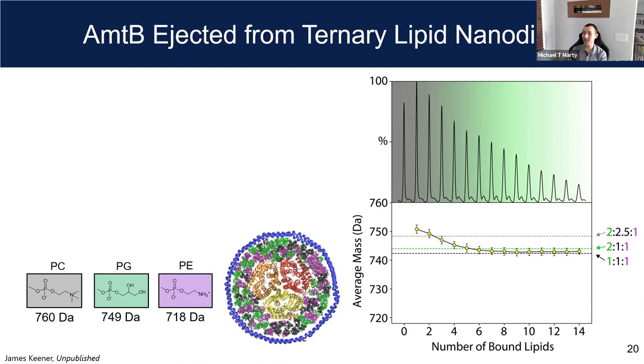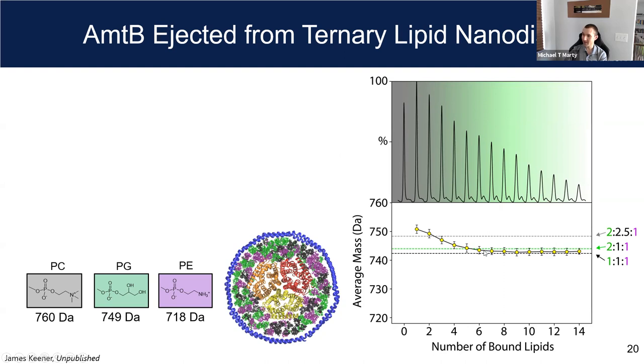But what we can do is, in light of that past data, we can see, does it make sense, right? Unfortunately, the average lipid mass for a 1-to-1-to-1 is very close to what we would expect for a 2-to-1-to-1, assuming that 2-to-1 enrichment of PG. It is consistent with the 2-to-1 enrichment, but we can't really say definitively that it's enriched.